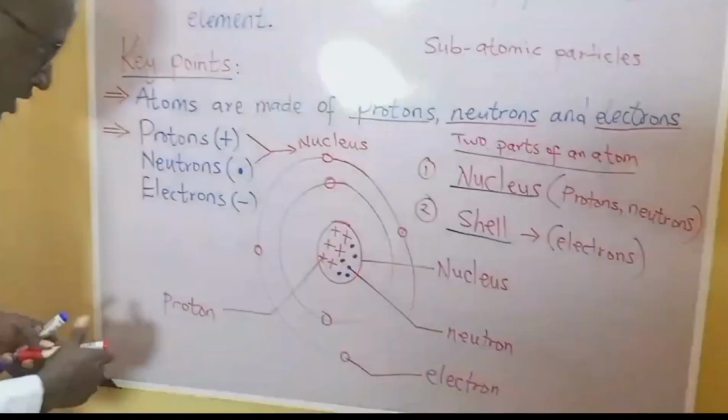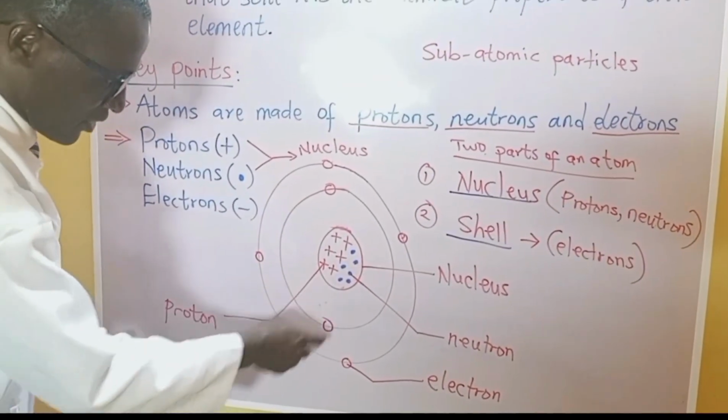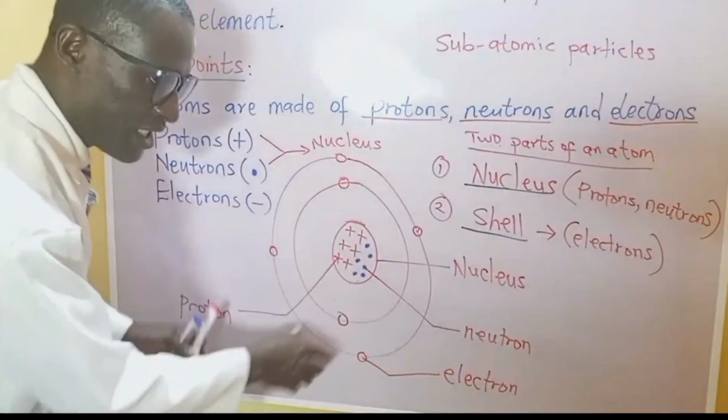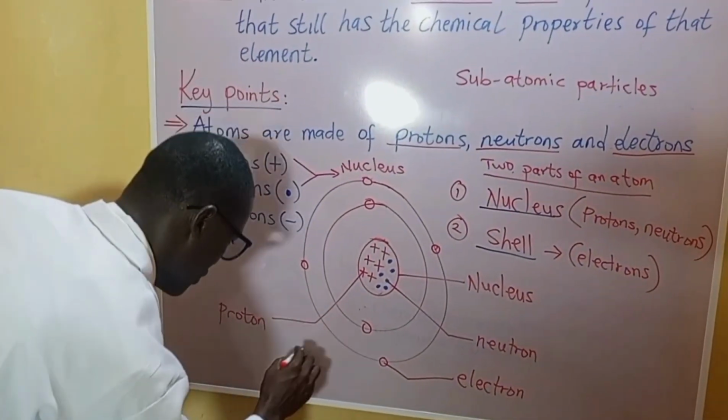For this particular example on the board, I have 6 protons here, and then the number of electrons should be 6: 1, 2, 3, 4, 5, 6. So this atom is neutral. And then this should be carbon.